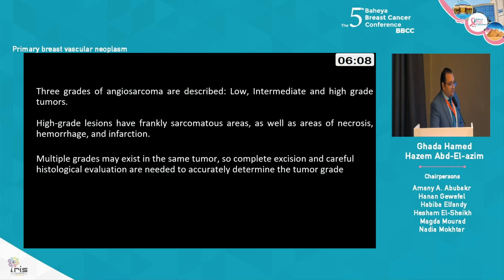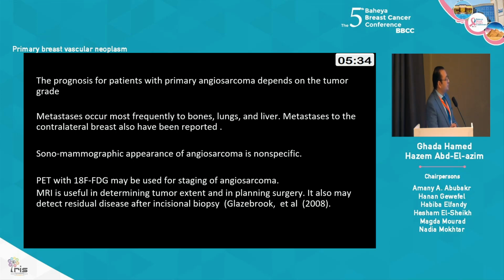The grading is very important for pathologists. The grading of angiosarcoma is the most important prognostic factor, as low grade differs from intermediate and high grades. High grade lesions have frankly sarcomatous areas as well as areas of necrosis, hemorrhage, and infarction. The large size of this specimen needs more and more sections to allow us to identify any high grade areas. Multiple grades may exist in the same tumor, so thorough examination of all sections is mandatory.